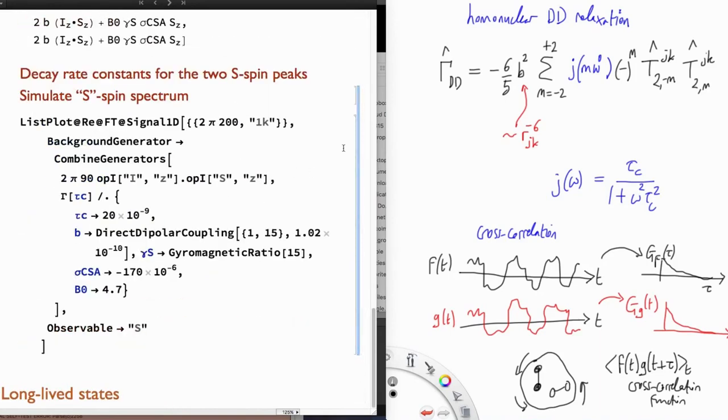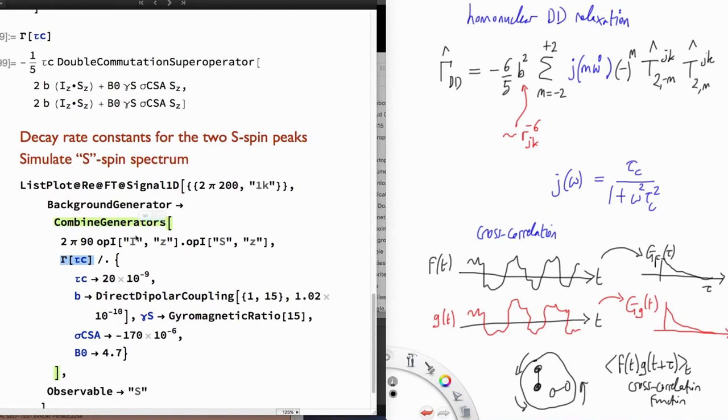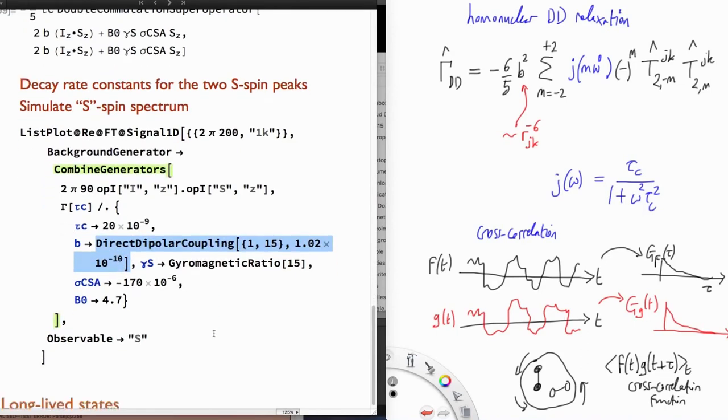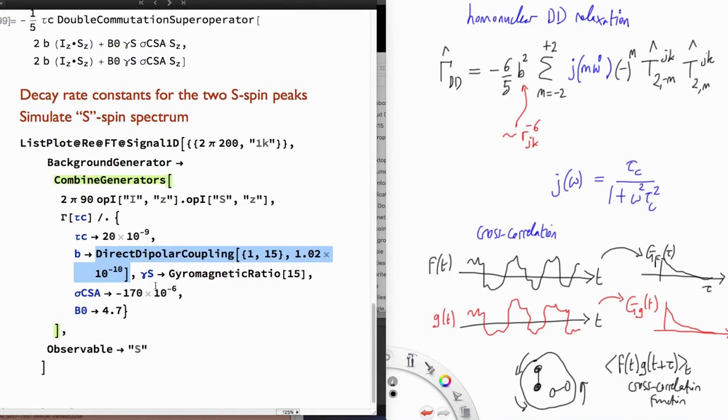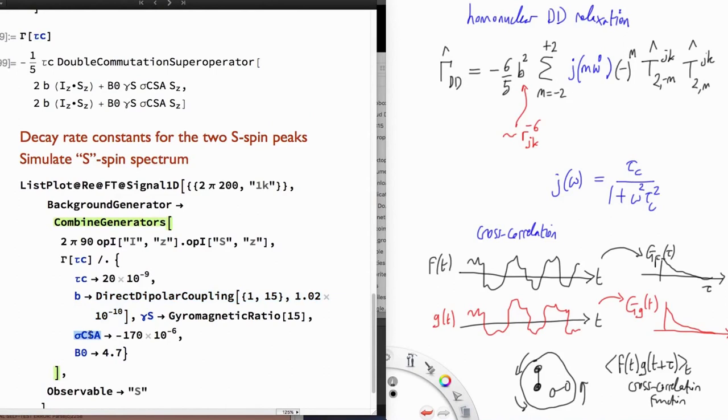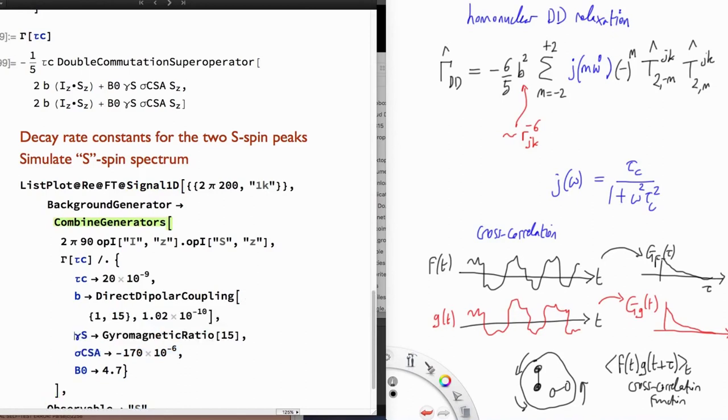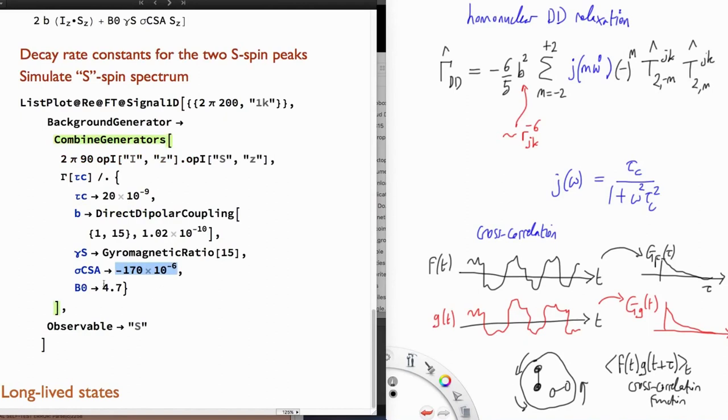And we can simulate what the spectrum looks like. So here I've used this relaxation superoperator defined as shown here. I've picked a particular correlation time, in this case 20 nanoseconds. For the dipole-dipole coupling constant, I've chosen the dipole coupling between proton and nitrogen 15, separated by 1.02 angstroms, which seems to be what's often used for NH groups in a protein. I've also introduced a chemical shift anisotropy for the nitrogen 15, the S spin, of minus 170 ppm. That's a typical value encountered for nitrogen 15 CSAs.